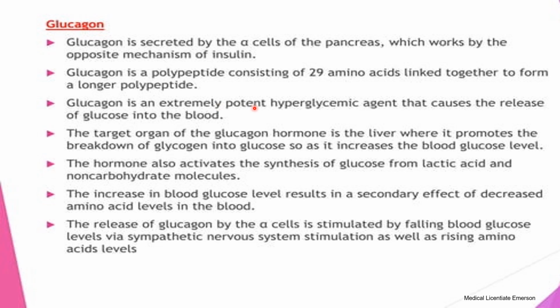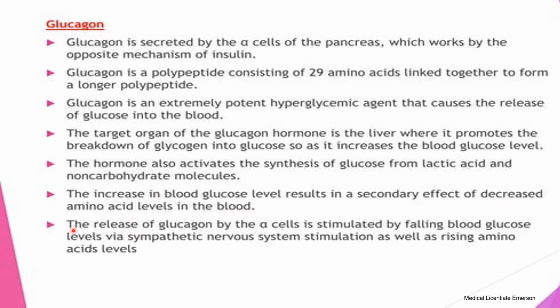Glucagon is an extremely potent hyperglycemic agent that causes the release of glucose into the blood. The target organ of the glucagon hormone is the liver, where it promotes the breakdown of glycogen into glucose. As it increases the blood glucose level, the hormone also activates the synthesis of glucose from lactic acid and non-carbohydrate molecules.